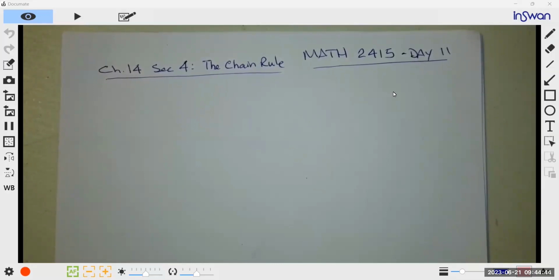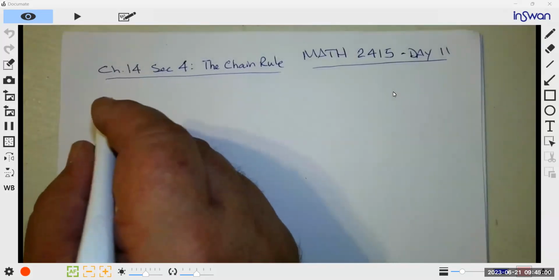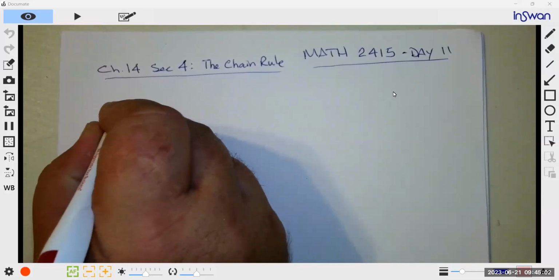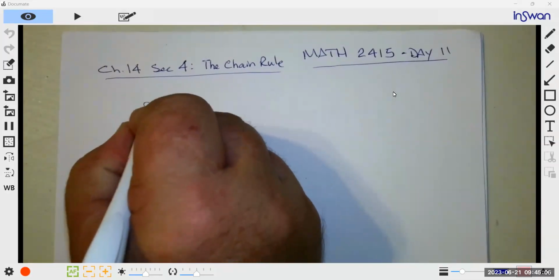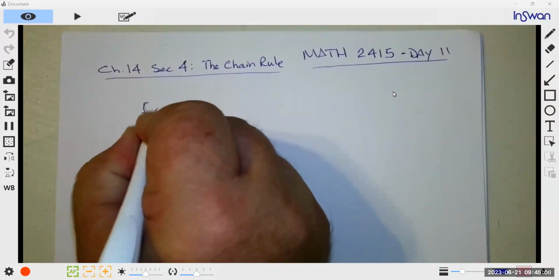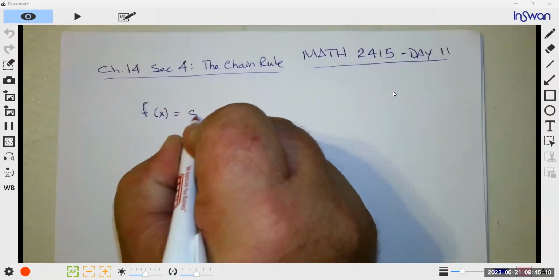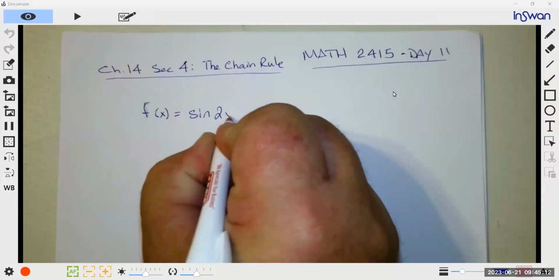All right, we're going to do section 4 today, the chain rule, which is what we've been doing all along in the first place. And when we do implicit differentiation, we do the same thing. We use a process of the chain rule. Now, what exactly is the chain rule? The chain rule is when, let's say we had f of x equals sine of 2x.